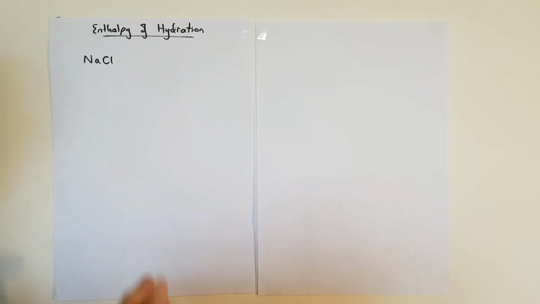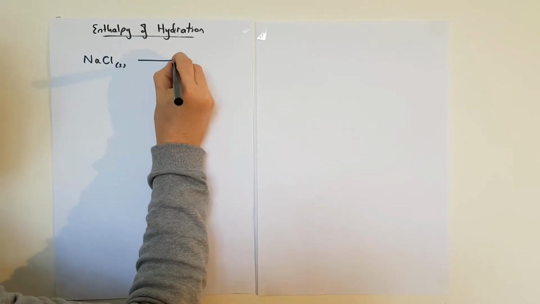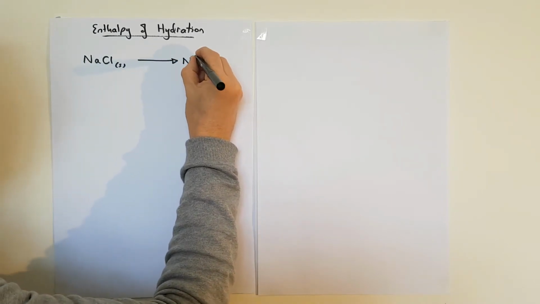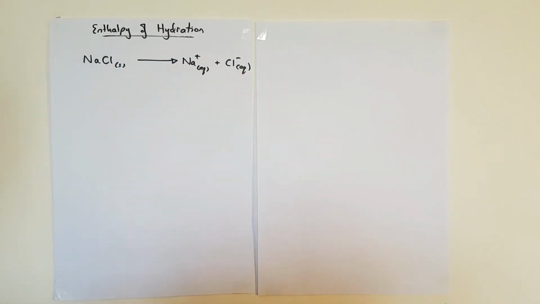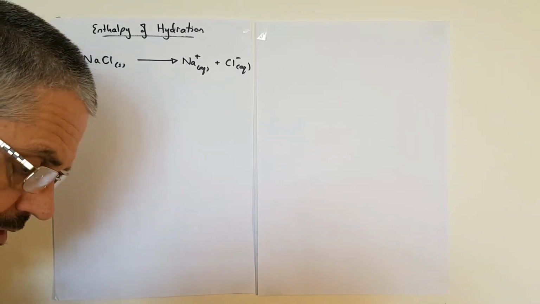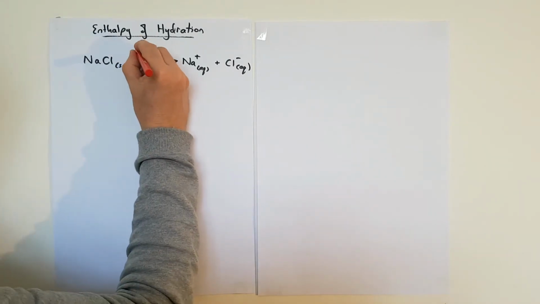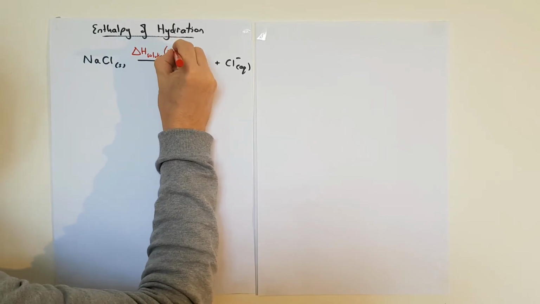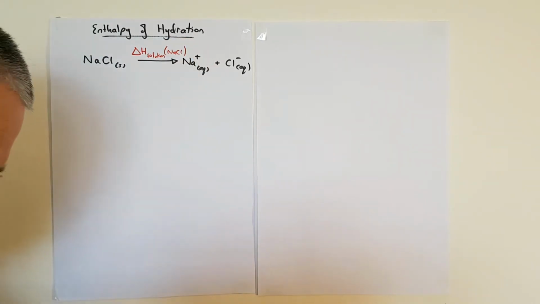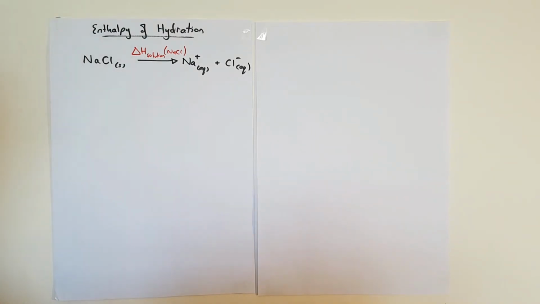Sodium chloride is a solid salt, but I can dissolve it into water and make sodium and chloride aqueous ions just like that. That is the enthalpy of solution of sodium chloride. Okay, that's just one. It's a new enthalpy change, enthalpy of solution. But I can break that down using a Hess cycle into two separate steps.